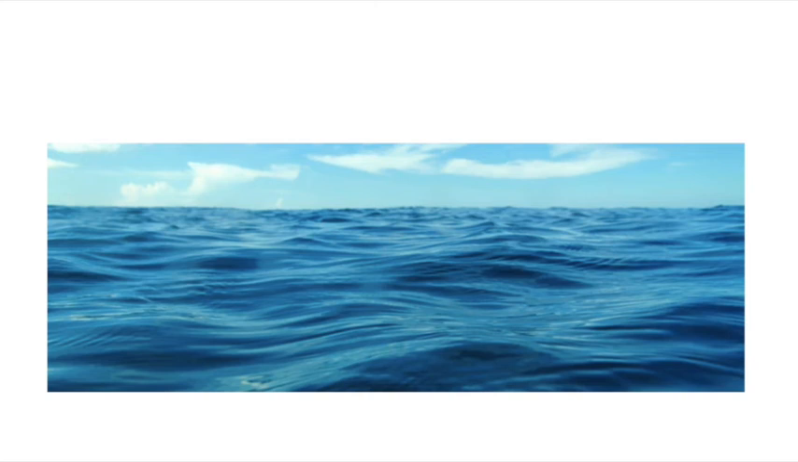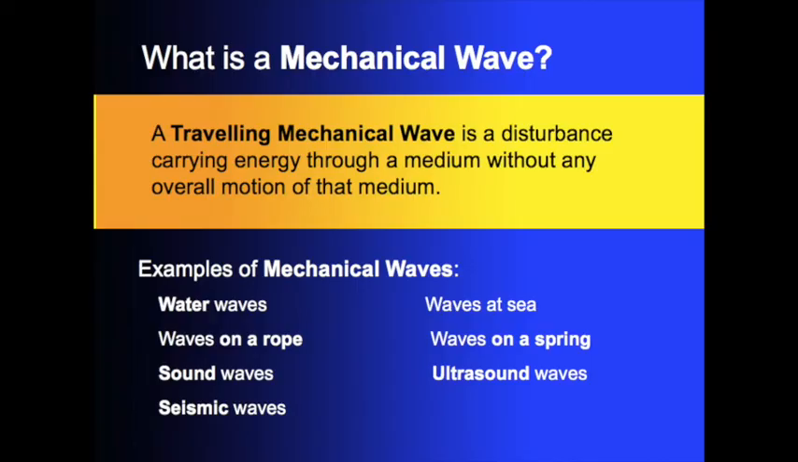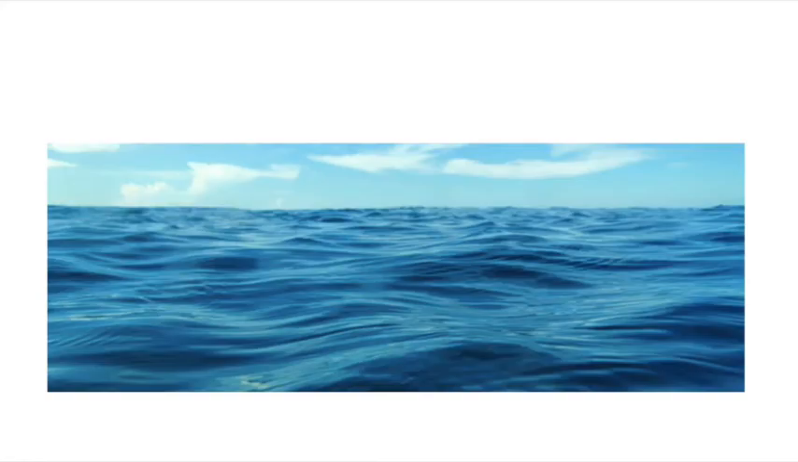So first off, when you think of waves, you probably think of waves in the sea, right? And that is an example of a wave. But a more precise definition of what a wave is. So we're going to look at mechanical waves first. And a mechanical wave is basically just a way of transferring energy from one place to another. So it's a disturbance carrying energy through a medium without any overall motion of that medium. So for example, going back to our sea example, as waves pass underneath a boat, it will tend to go up and then down again. It isn't moved from side to side.